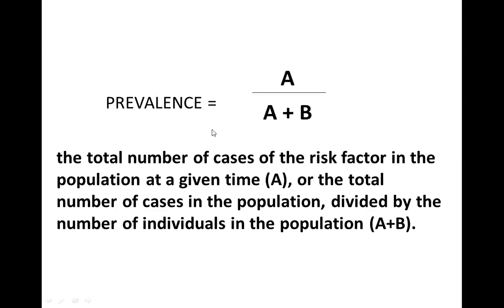Okay, so here's prevalence. A is the total number of cases of the risk factor in the population at a given time, divided by the number of individuals in the population. So this is your total population, A plus B. And then A is divided by that. So the number of people that are cases, essentially, divided by A plus B.